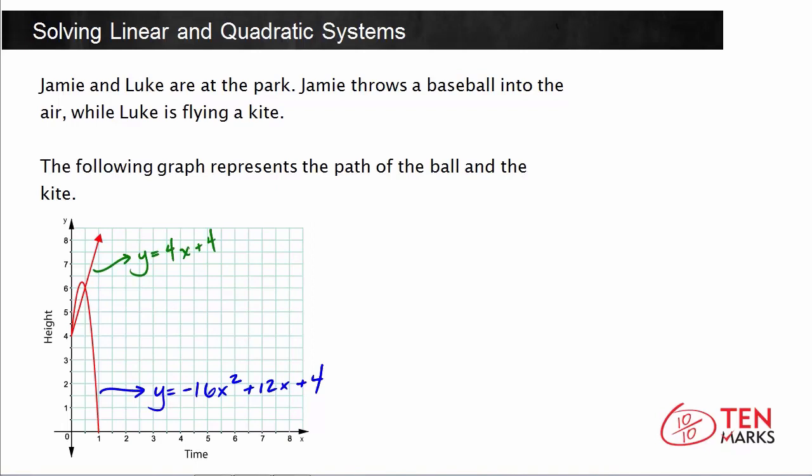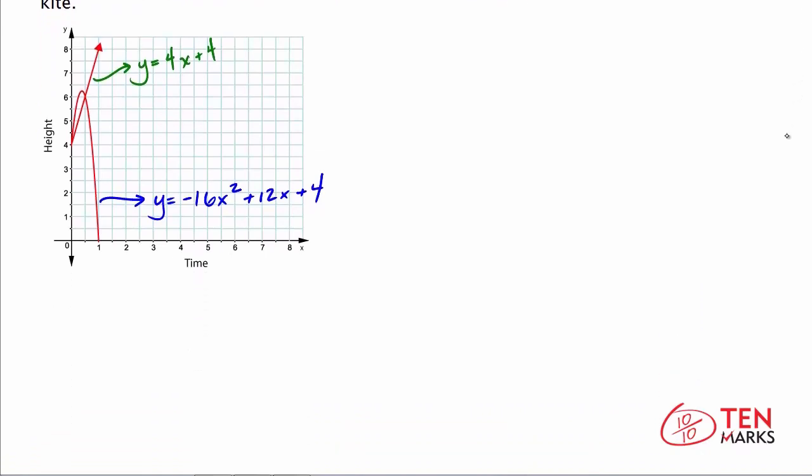Now, what you want to find is if both friends are standing next to each other, when do the paths of the kite and the ball cross? To solve this, we will first use the substitution method. Now I'm just going to scroll down so we have some space. We only need the graph now.